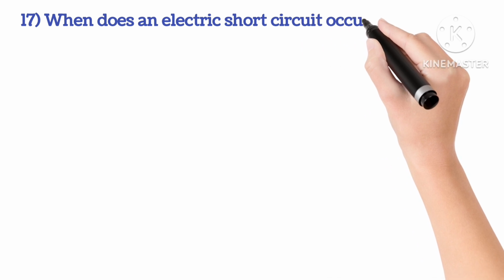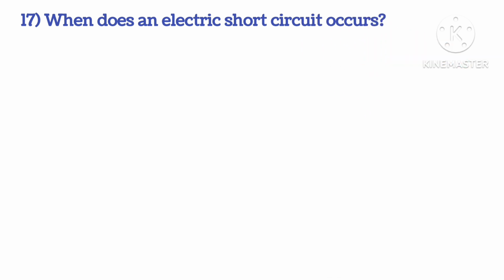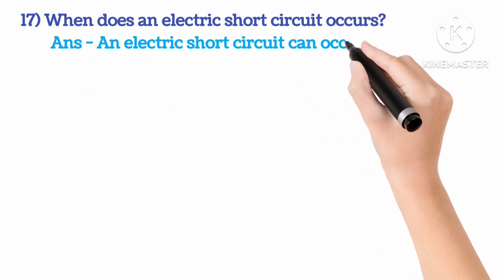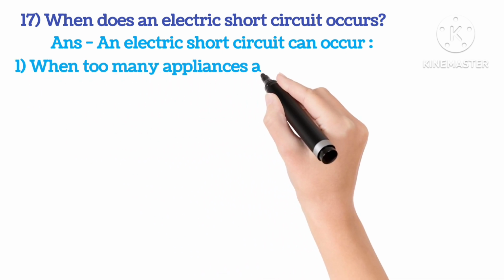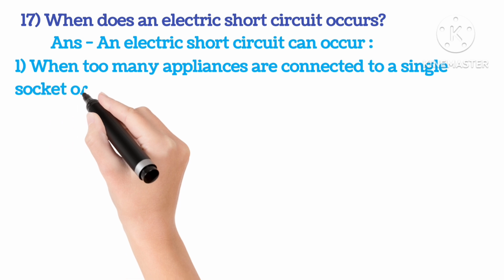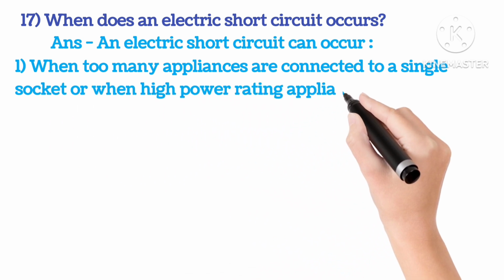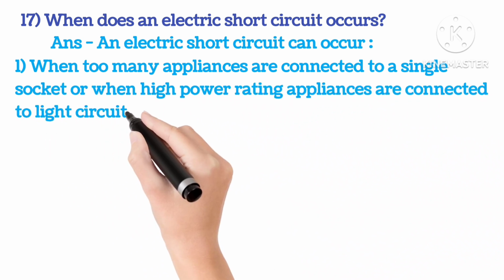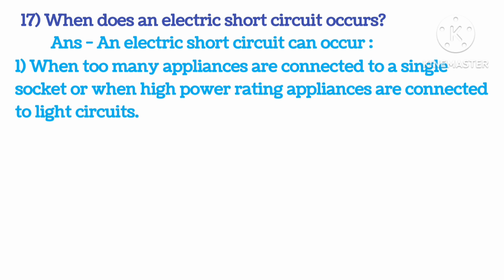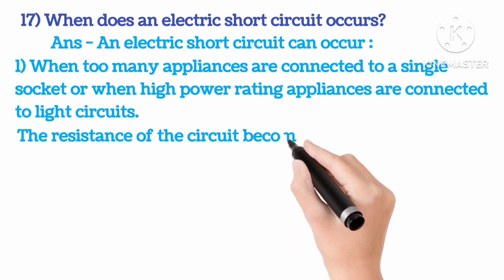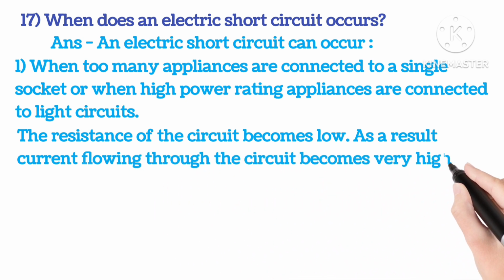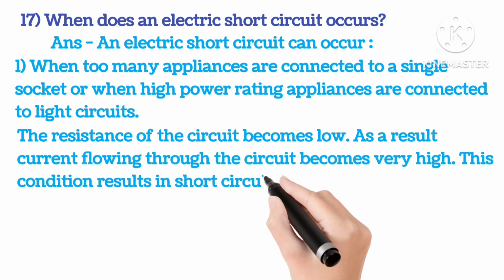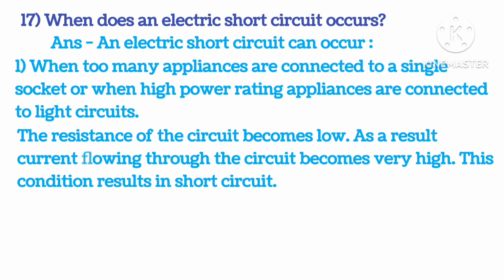When does an electric short circuit occur? Electric short circuit can occur first when too many appliances are connected to a single socket or when high power rating appliances are connected to light circuits. The resistance of the circuit becomes low. As a result, the current flowing through the circuit becomes very high. This condition results in short circuit.